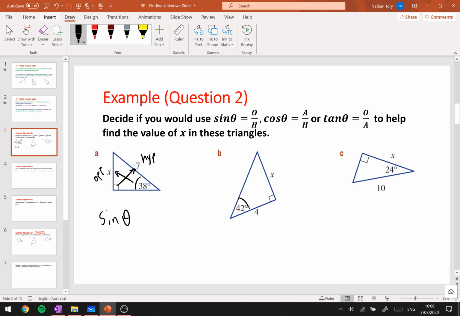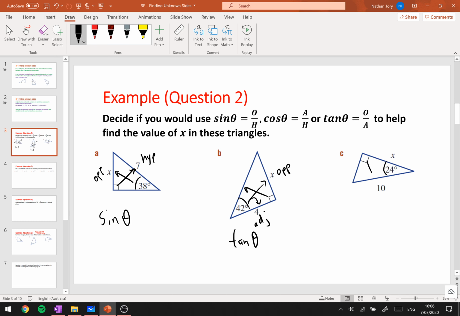So again, just like with this one, we've got an opposite and we've got an adjacent, okay, because there's no hypotenuse. So opposite and adjacent. So the one that uses opposite and adjacent is tan, okay? So I would use tan to work with this triangle.